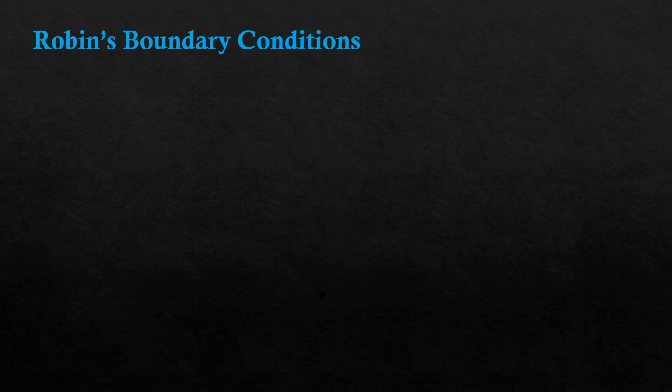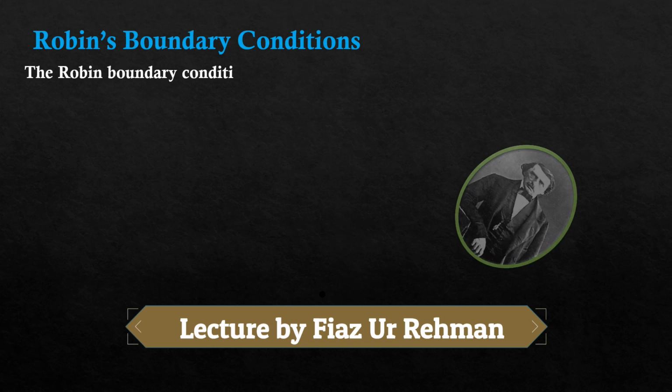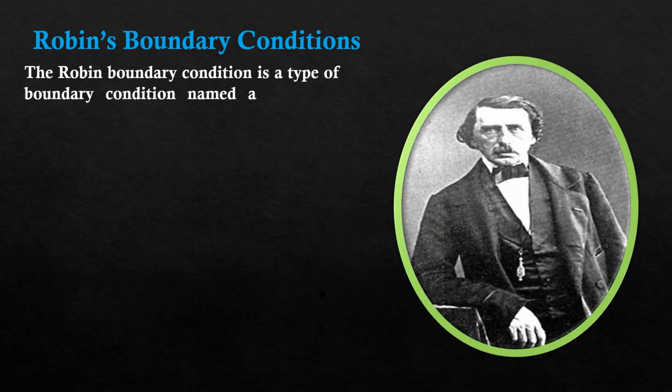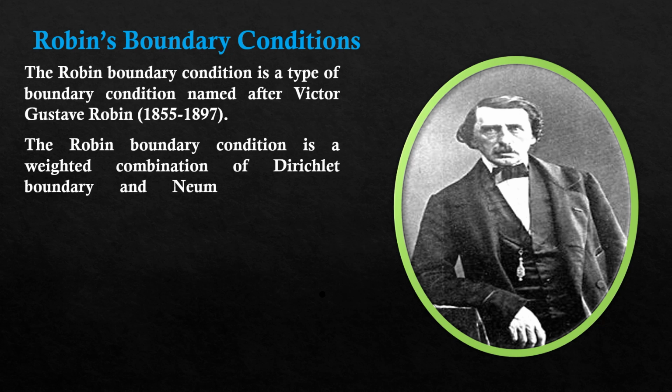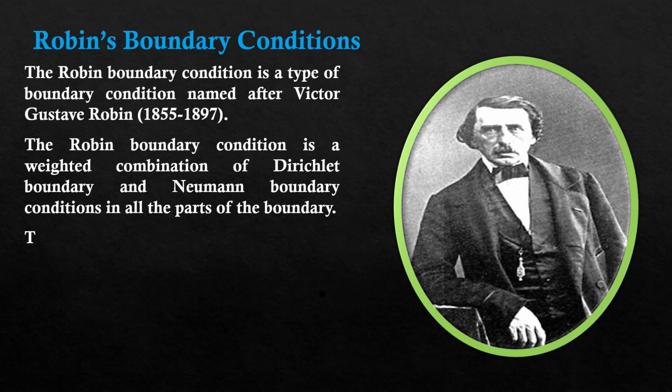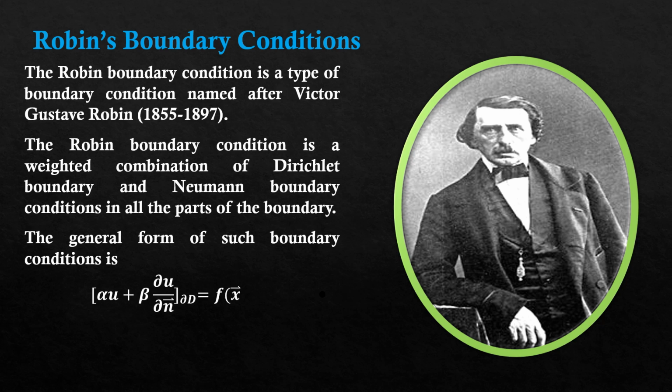Our next type is Robin's boundary conditions. The Robin's boundary condition is a type of boundary condition named after Victor Gustav Robin. The Robin boundary condition is a weighted combination of Dirichlet boundary conditions and Neumann boundary conditions in all the parts of the boundary. The general form of such boundary conditions is alpha into u plus beta into partial u by partial n at the boundary is equal to f(x) at the boundary points, where constants alpha and beta represent weights.